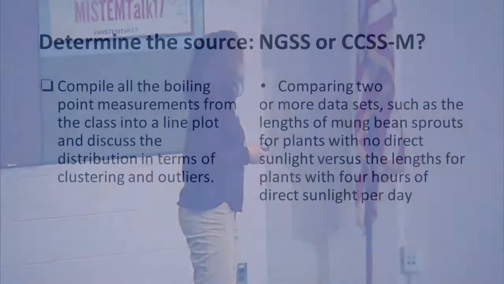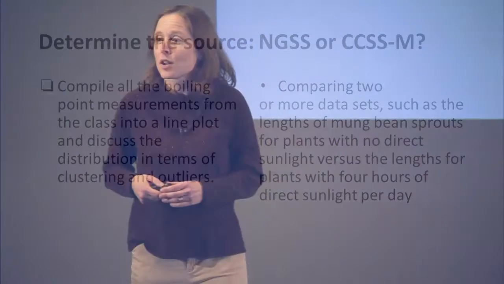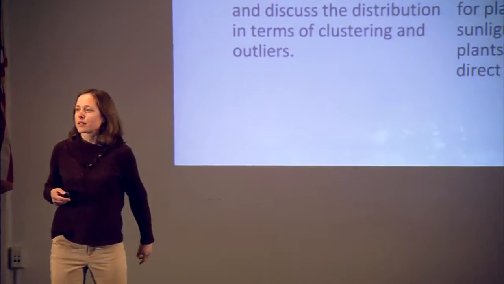Okay? So first round we have on the left, compile all the boiling point measurements from the class into a line plot and discuss the distribution in terms of clustering and outliers. On the right, we have comparing two or more data sets, such as the lengths of mung bean sprouts for plants with no direct sunlight versus the lengths for plants with 4 hours of direct sunlight per day. So think for a moment. If you will please raise your hand with one finger if you think the one on the left is Next Generation Science Standards, and raise your hand with 2 fingers if you think it's the one on the right.